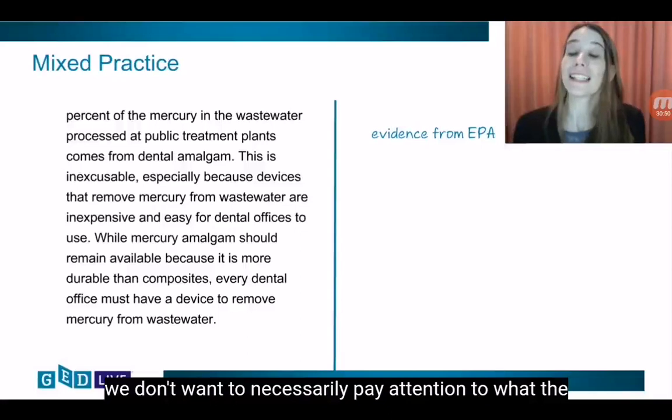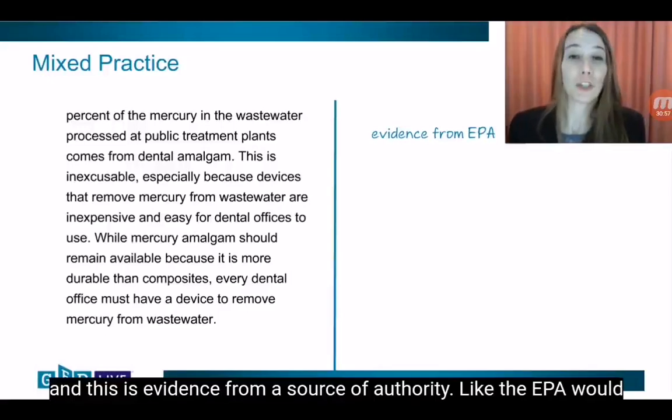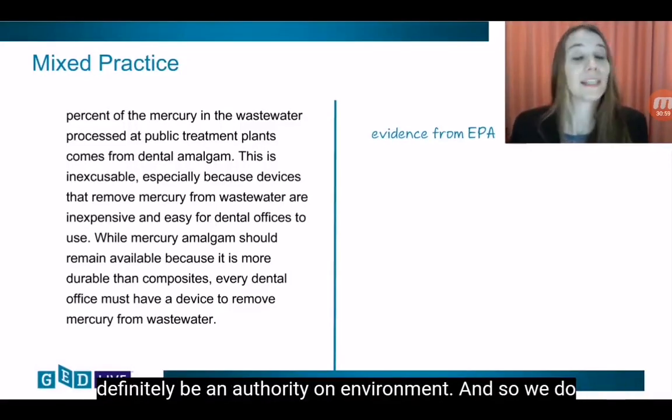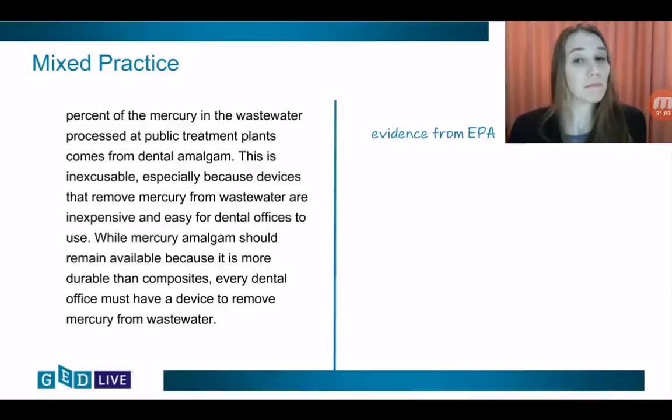All right, so we don't necessarily want to pay attention to what the statistic is, but it is important to note that this is evidence, and this is evidence from a source of authority. The EPA would definitely be an authority on the environment. So we do have a statistic. We've asked ourselves, is this coming from a reliable source? And yes, it is.